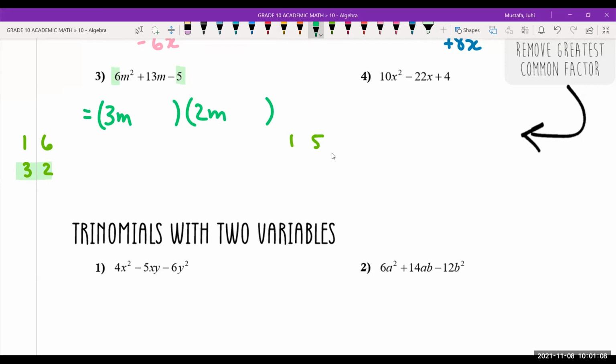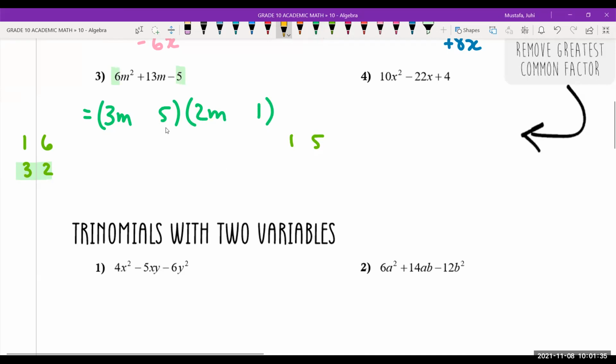Okay, now we have a 1 and a 5. We can either put the 1 here and the 5 here, or we could put the 5 here and the 1 here. This is where it's like a guess and a check. So I'm going to go ahead and put the 5 here and the 1 here. Some of you that have already done it know the answer, so don't reveal it. But let's go ahead and try this combination and see if it works.